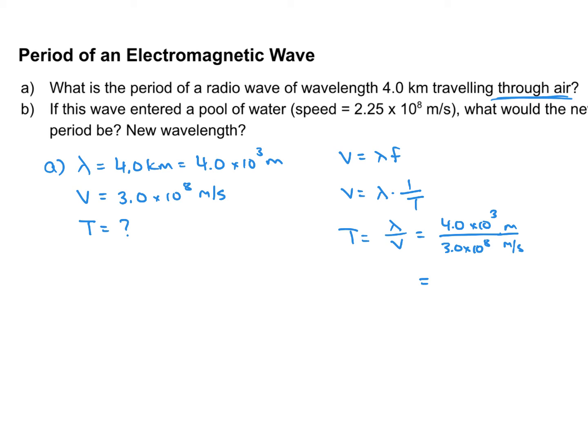So 4 divided by 3 is 1.3 repeated to 2 significant digits. That's 1.3. And then with exponent laws, we can get 10 to the negative 5 seconds. If you're interested in prefixes and all of that, I believe that would be 13 microseconds. A microsecond is 10 to the negative 6 seconds. Anyway, part B.